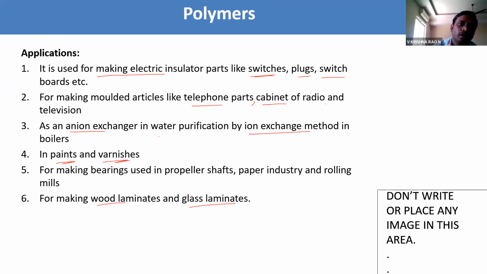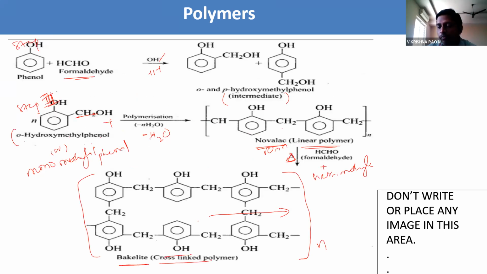Bakelite is prepared from phenol in the presence of formaldehyde, with an acid or a base, that is OH, used as a catalyst. It gives ortho or para hydroxymethylphenol. This ortho hydroxymethylphenol on polymerization, by elimination of H2O, gives a novolac resin, which is a linear, fusible polymer. This novolac resin, heated in the presence of formaldehyde and hexamethylene diamine, gives the cross-linked polymer, that is bakelite.